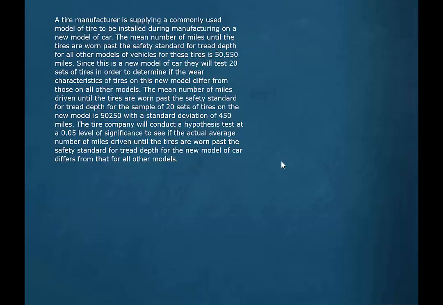A tire manufacturer is supplying a commonly used model of tire to be installed during manufacturing on a new model of car. The mean number of miles until the tires are worn past the safety standard for tread depth for all other models of vehicles for these tires is 50,550 miles.